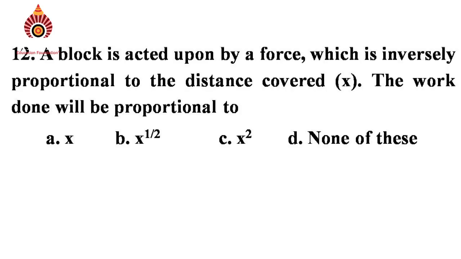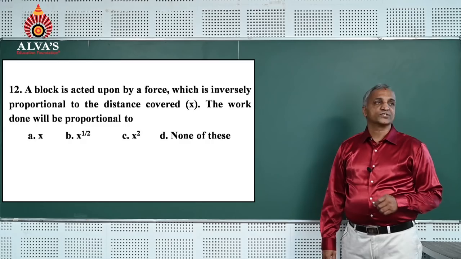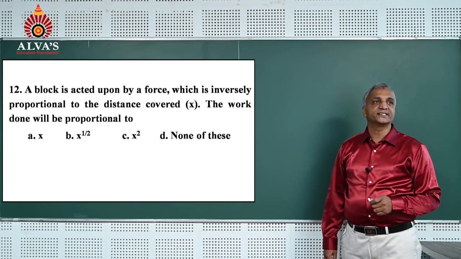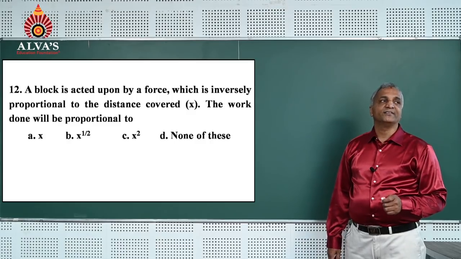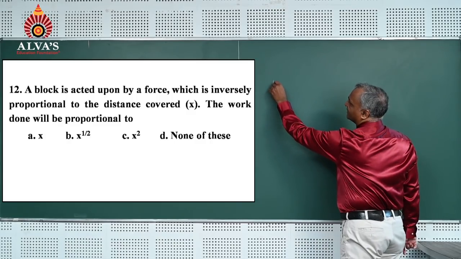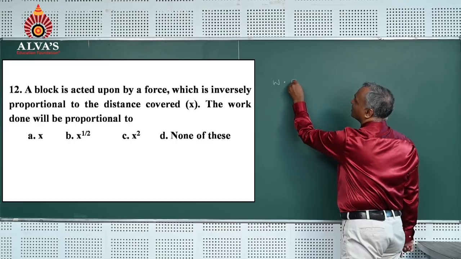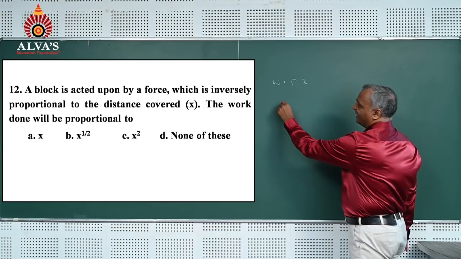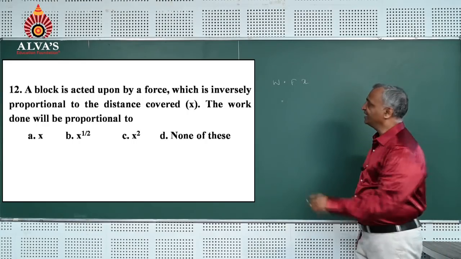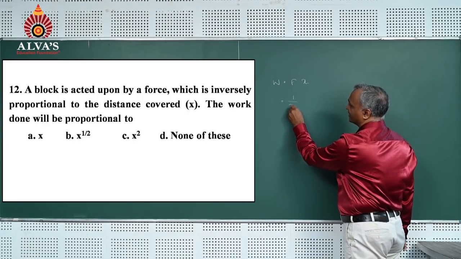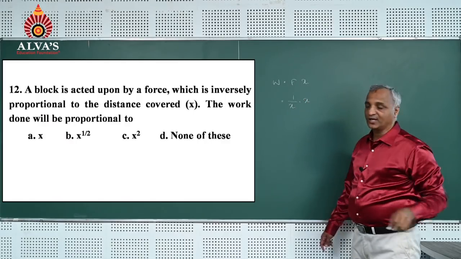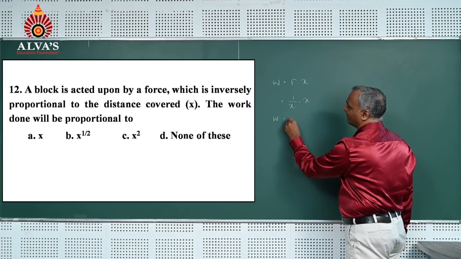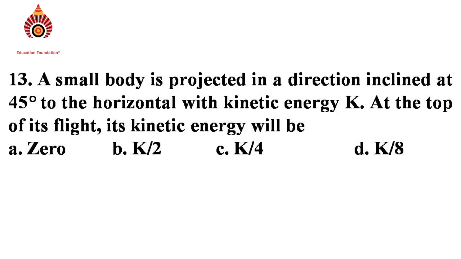Question number 12. A block is acted upon by a force which is inversely proportional to the distance covered. The work done will be proportional to. We know that work done is nothing but force into displacement, and say displacement is x. And in the problem it is given the force is inversely proportional to x. So F is equal to 1 by x into x. So it cancels. So work done will be proportional to x to power 0. And so I'll go for none of this, option D.